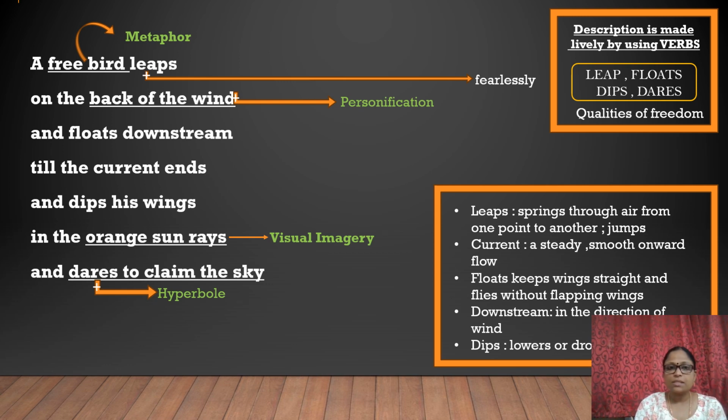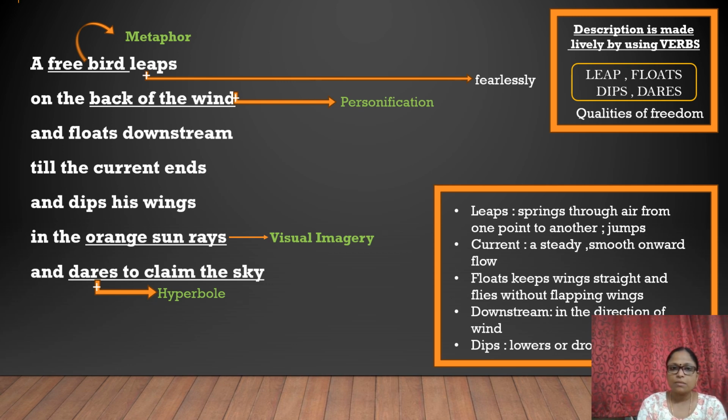The first stanza is totally talking about a free bird. The poem begins by referring to the flight of a free bird. The first stanza deals with the flight of a free bird, who springs free from the ground to fly in the direction of the air current till the current ends. It looks as if the bird had immersed his wings in the orange rays of the sun covering the sky, and what does he do at the end? He claims that the sky is mine. He dares to claim the sky.